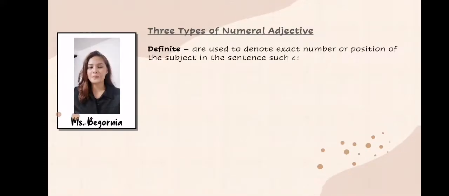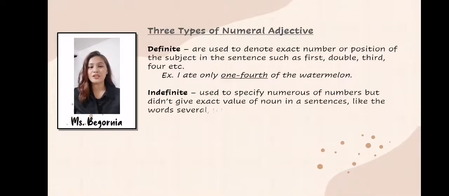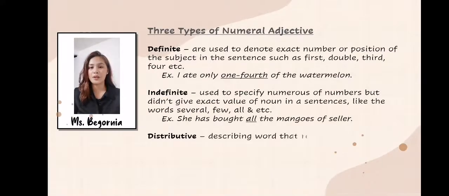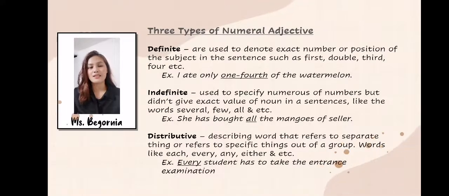There are three types of numeral adjective. The first one is definite. It is used to show an exact number or position of the subject in a sentence. Our example is, I ate only 1/4 of the watermelon. The watermelon is our subject, and it shows that he only ate 1/4 of it. So it means there is an exact number.